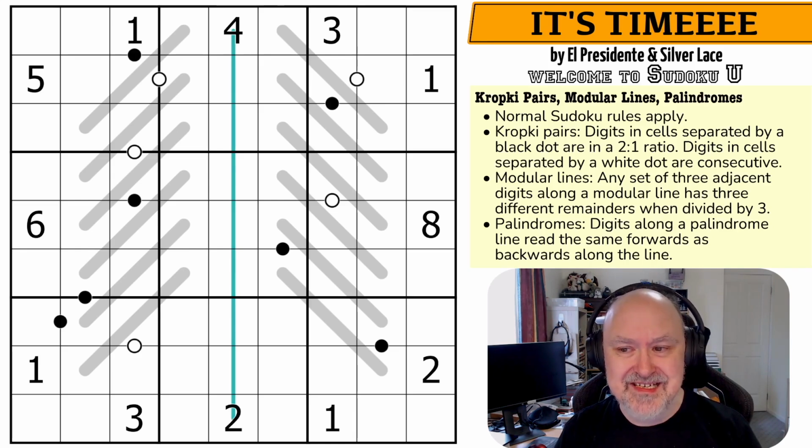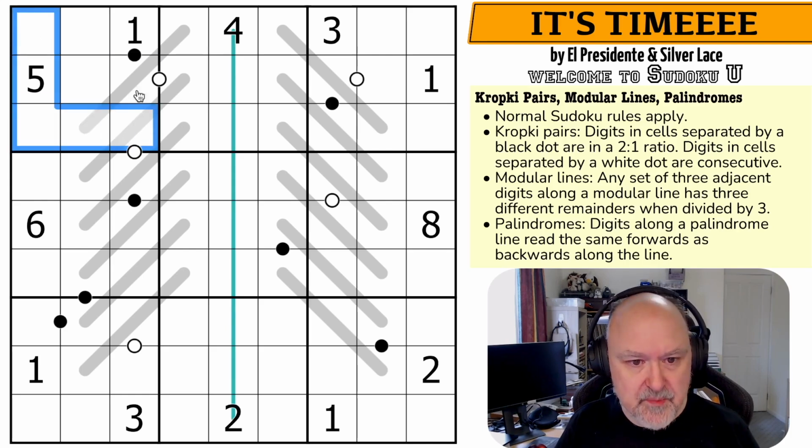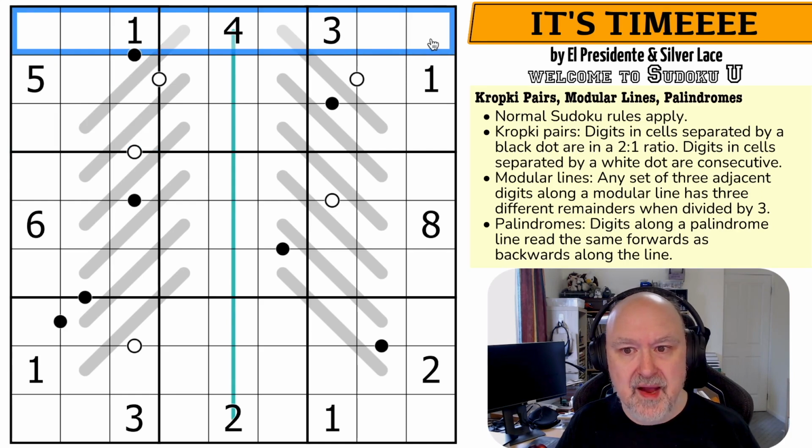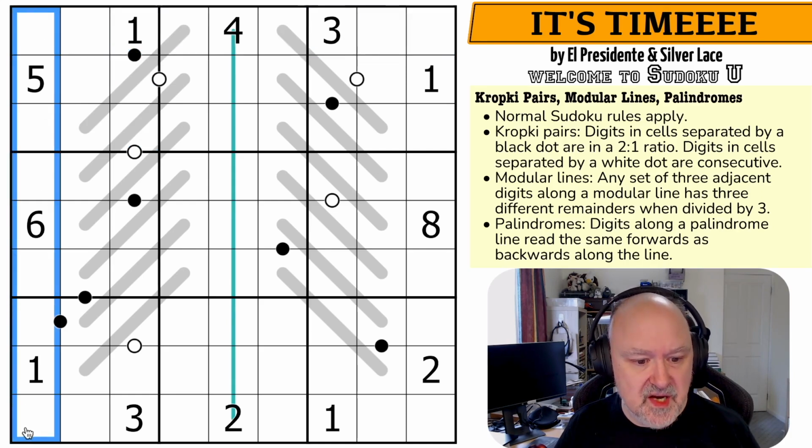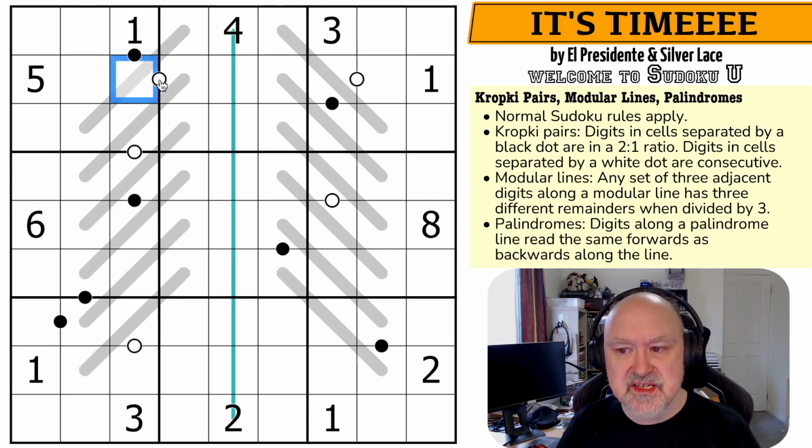Let's have a look at It's Time by El Presidente and Silver Lace. So we have normal Sudoku rules. In every box, in every row, and in every column, the digits 1 to 9 must be placed without repetition. Kropki Pairs: digits in cells separated by a black dot are in a 2-to-1 ratio. Digits in cells separated by a white dot must be consecutive.